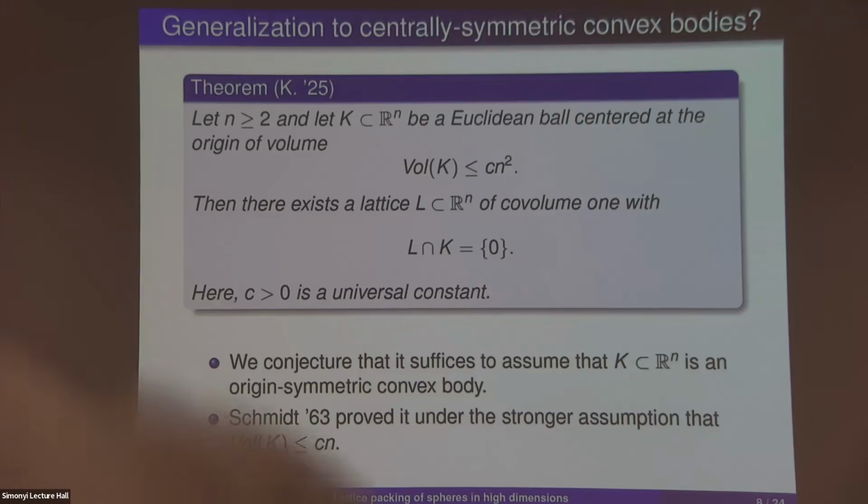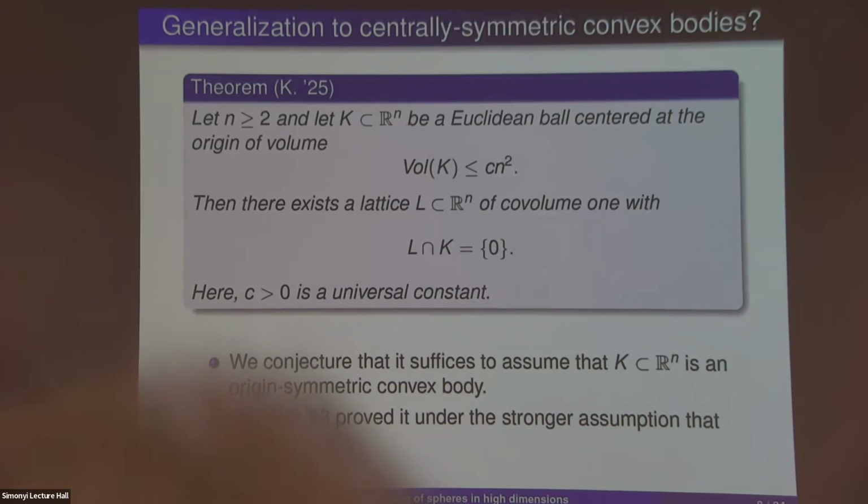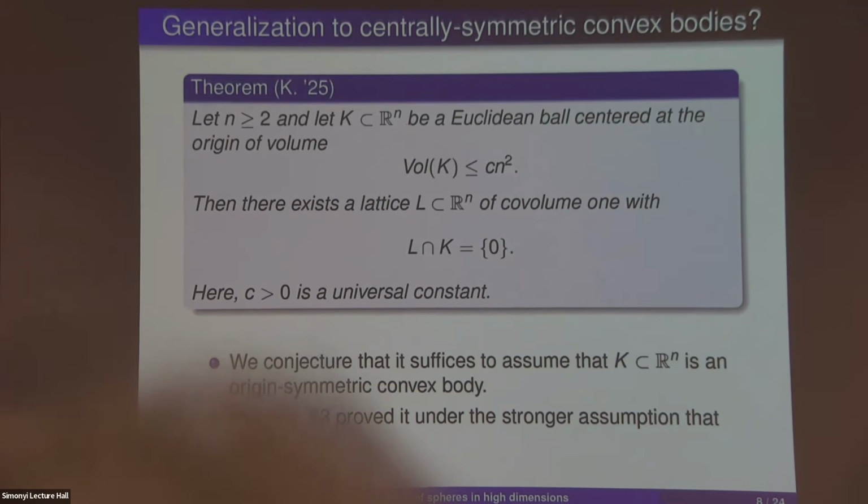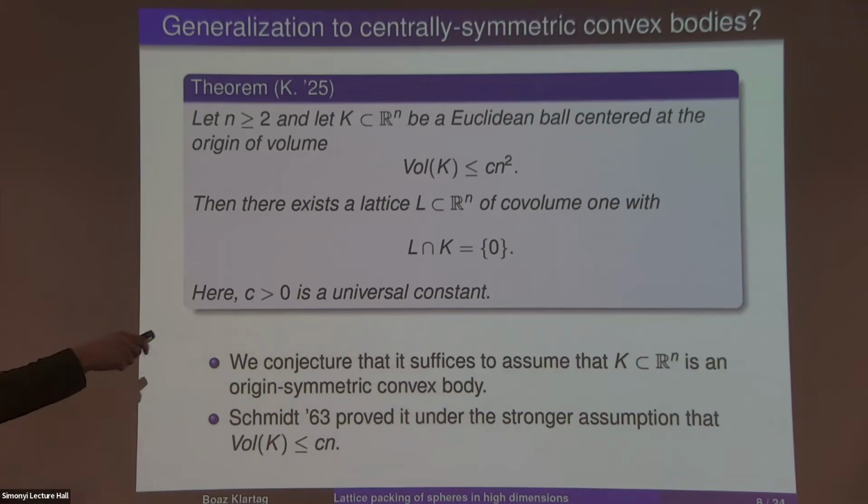And why do I formulate it in this way? Because for some people in the audience, the letter K reminds of a convex set, maybe in German. So the conjecture is that Euclidean balls, at least up to a constant, should be the hardest to pack. If you have any centrally symmetric convex body, maybe this is also true, that you can pack them with the same density. I don't know if it's true. Schmidt, in his 1963 paper, proved this under the weaker assumption of volume n, not n squared.